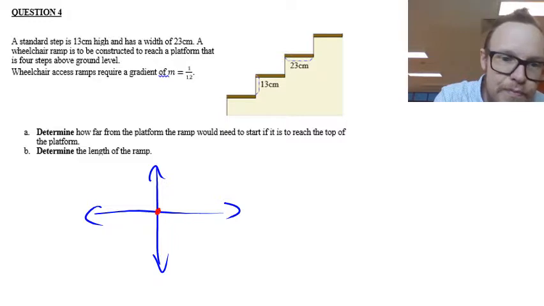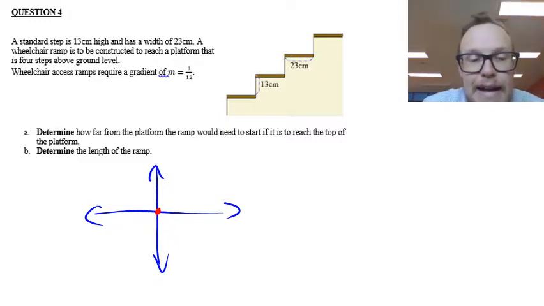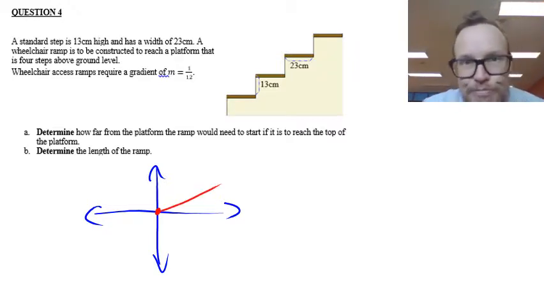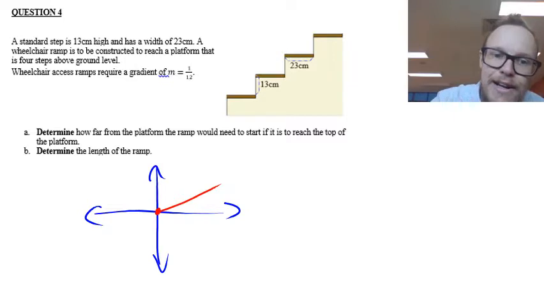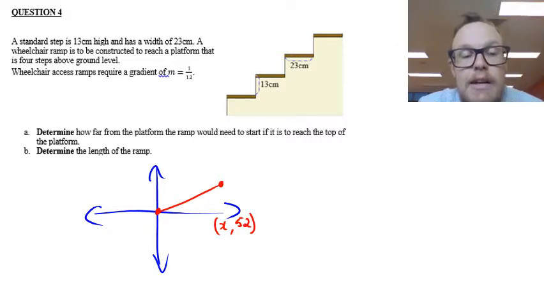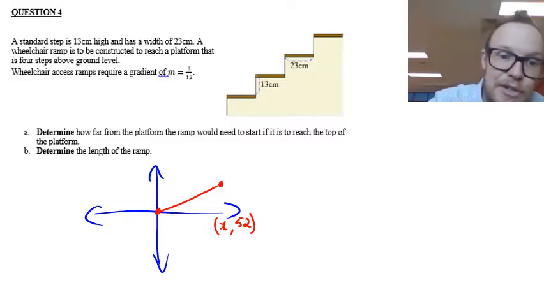the origin is going to be the start of our ramp. So our ramp is going to go up in this direction. Now we know our ramp has to reach 52 centimetres high, so it's going to be at some point here, x, 52, because the y value is 52. We need it to be 52 centimetres high.